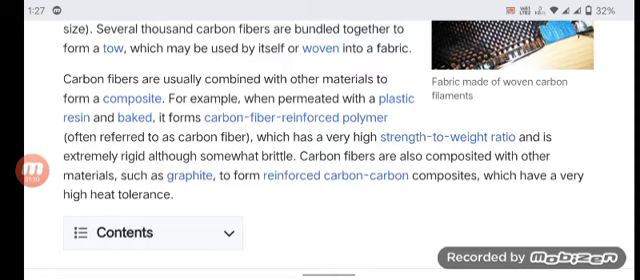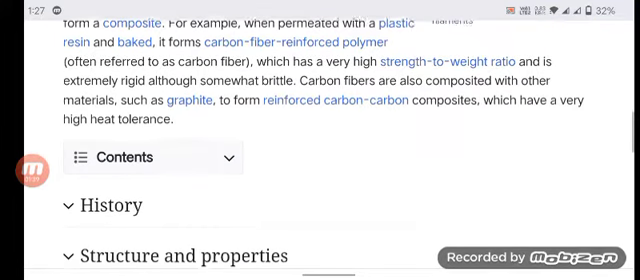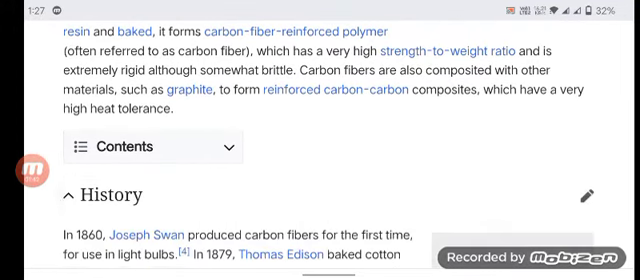Although somewhat brittle, carbon fibers are also composited with other materials such as graphite to form reinforced carbon-carbon composites, which have a very high heat tolerance.